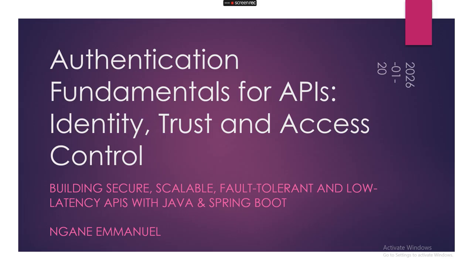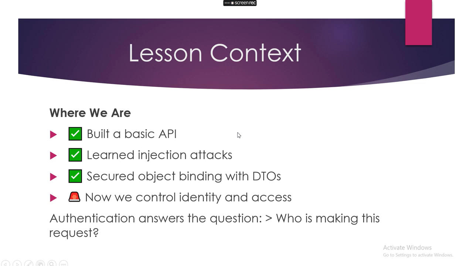So let's recap what we have done so far. In this course, we have introduced the concept of APIs. We've built a basic API. We've learned about injection attack. We've learned about securing objects by binding with details. And now we are trying to control identity and access. All right. So authentication answers the question: who is making the request?